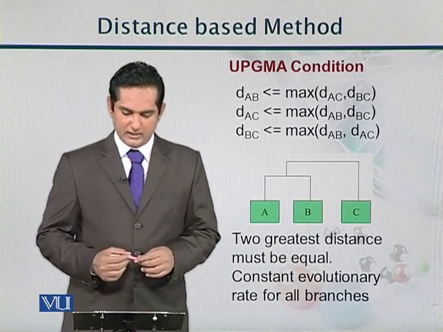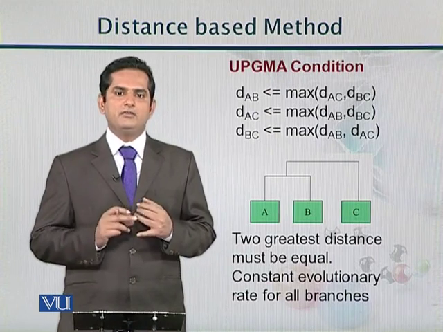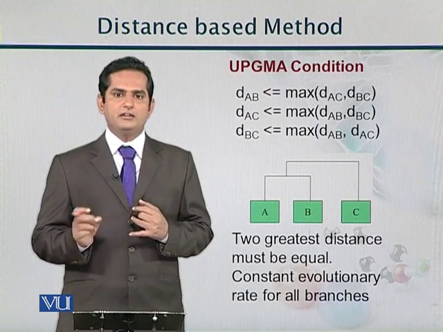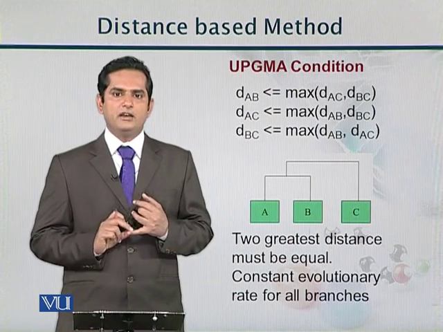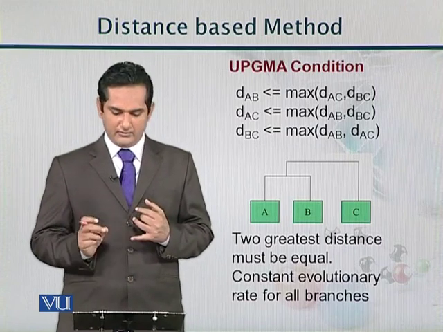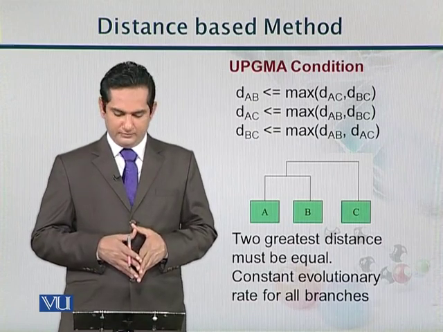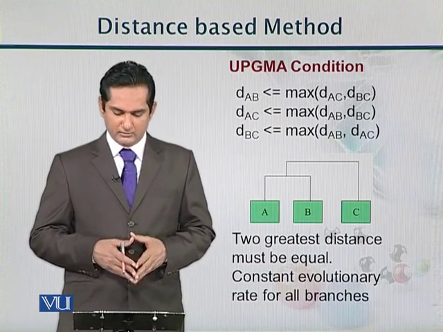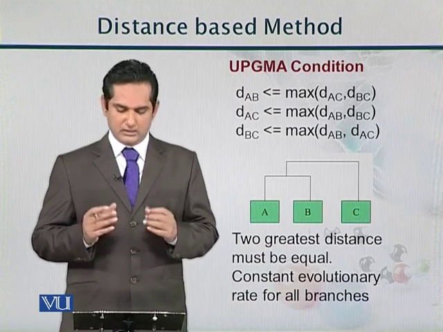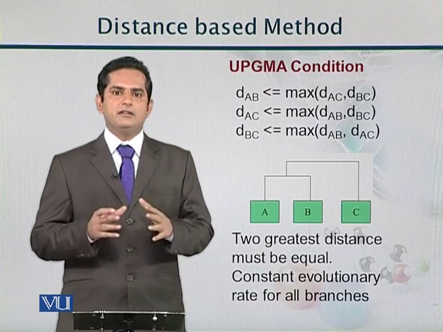So if I move on, these are the three conditions: distance between A and B is less than or equal to the other two distances, which are AC and BC. Similarly for AC I would have AB and BC. For BC we will have AB and AC. So this is shown pictorially in this slide also, and what we conclude from here is that two greatest distances must always be equal. Similarly we can say that it is constant evolutionary rate for all the branches inside a tree.